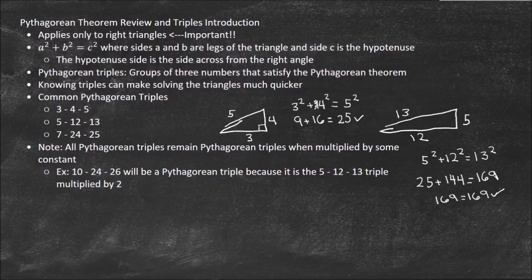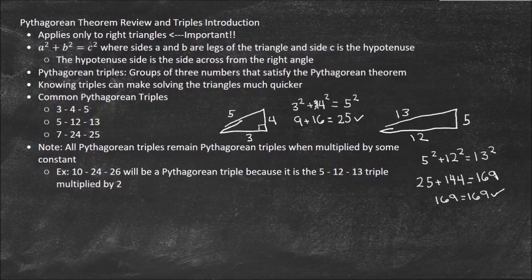And an important thing here is that all the Pythagorean triples will remain Pythagorean triples when you multiply them by some constant. So that first triple, 3, 4, 5, if I multiply everything by 3, that means I would get 9, because that's 3 times 3, 12, 4 times 3, and then 15, 5 times 3. That is also going to be a Pythagorean triple. So let me show you what I could do.